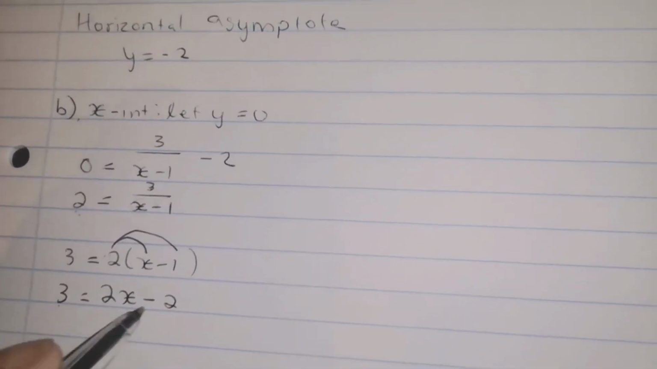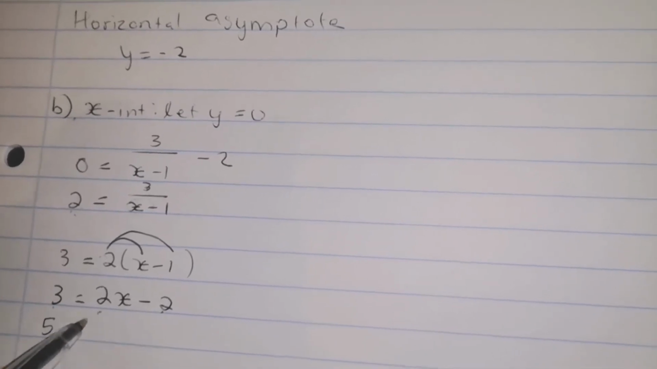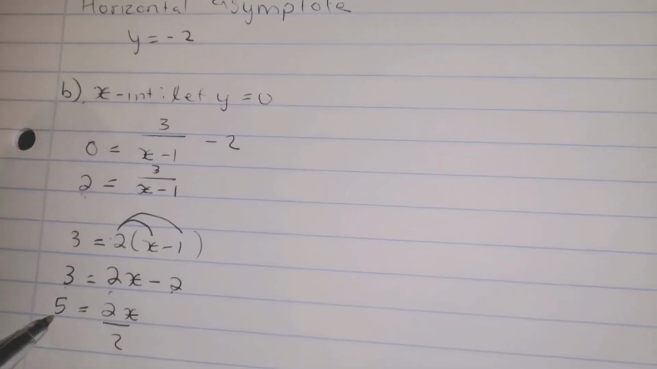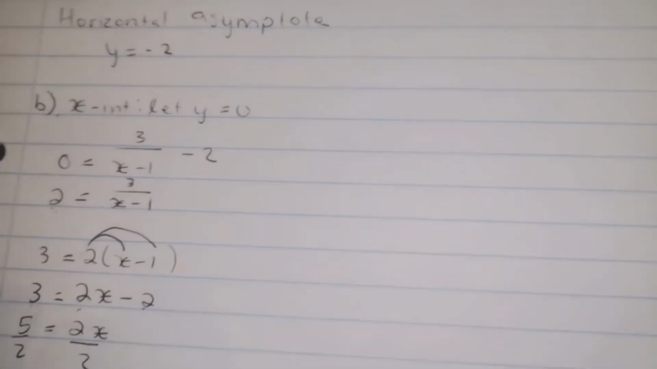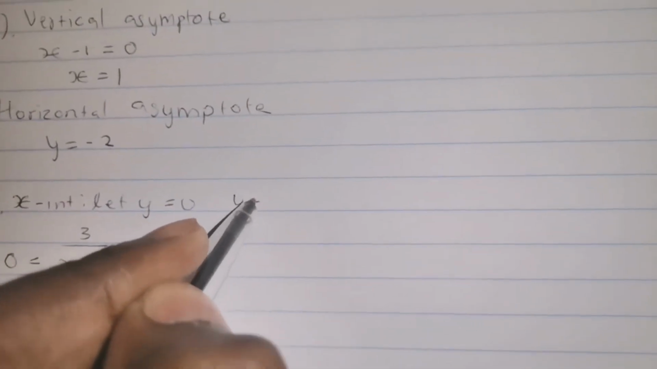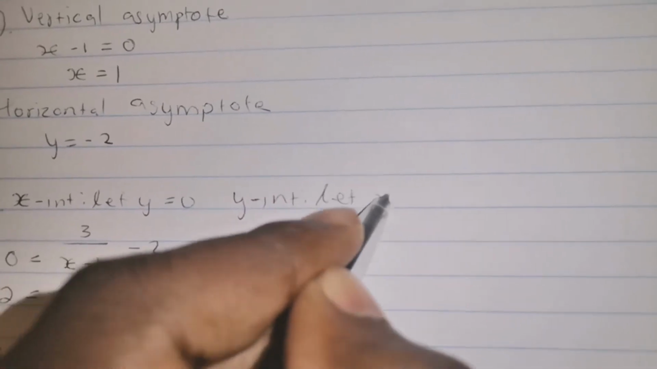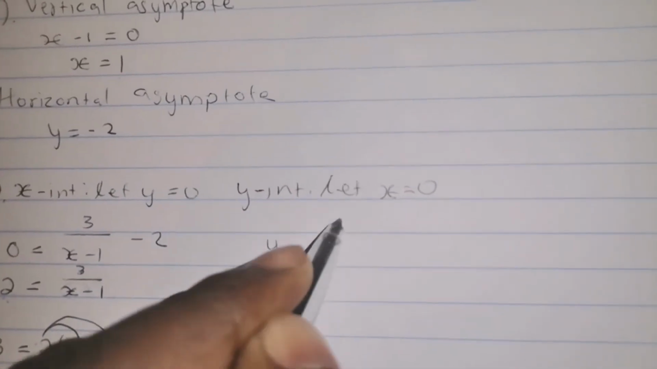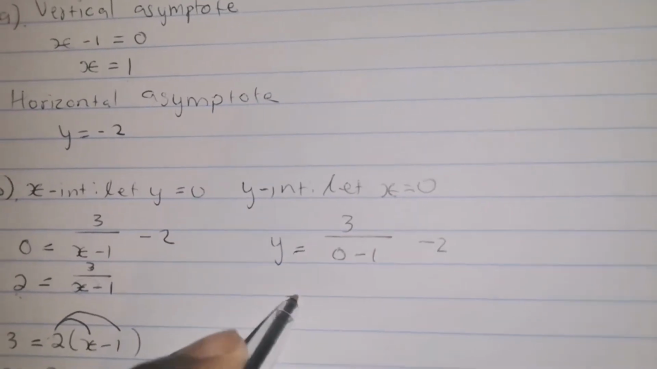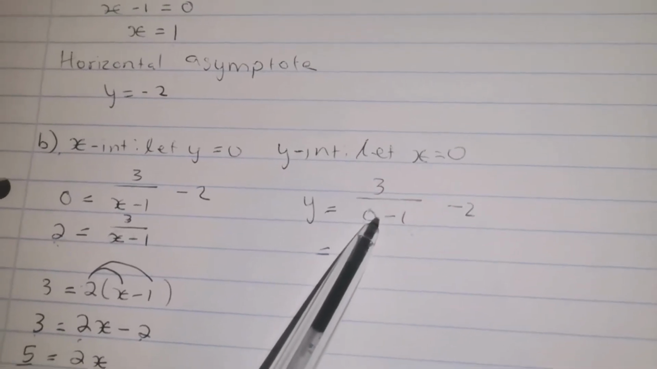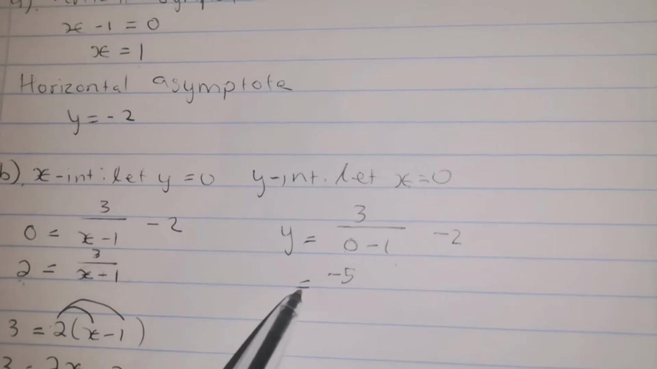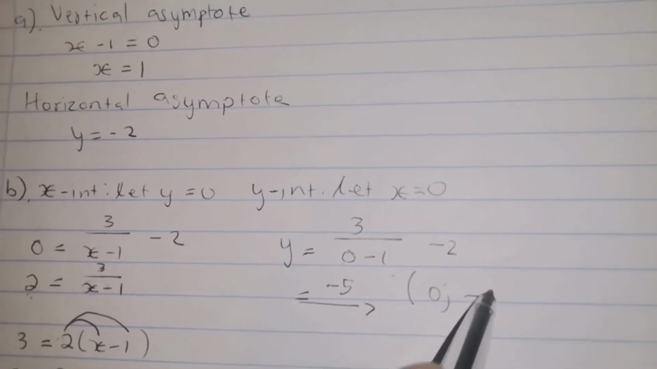We transpose the 2 to the side. 3 plus 2 is 5. 2x equals 5, divide by 2, then x equals 5 over 2. The coordinates of the x-intercept are (5 over 2, 0). You are done. Then for the y-intercept, we let x be 0. y equals 3 over (0 minus 1) minus 2. 0 minus 1 is negative 1, then 3 over negative 1 is negative 3, negative 3 minus 2 is negative 5. The y-intercept is negative 5.